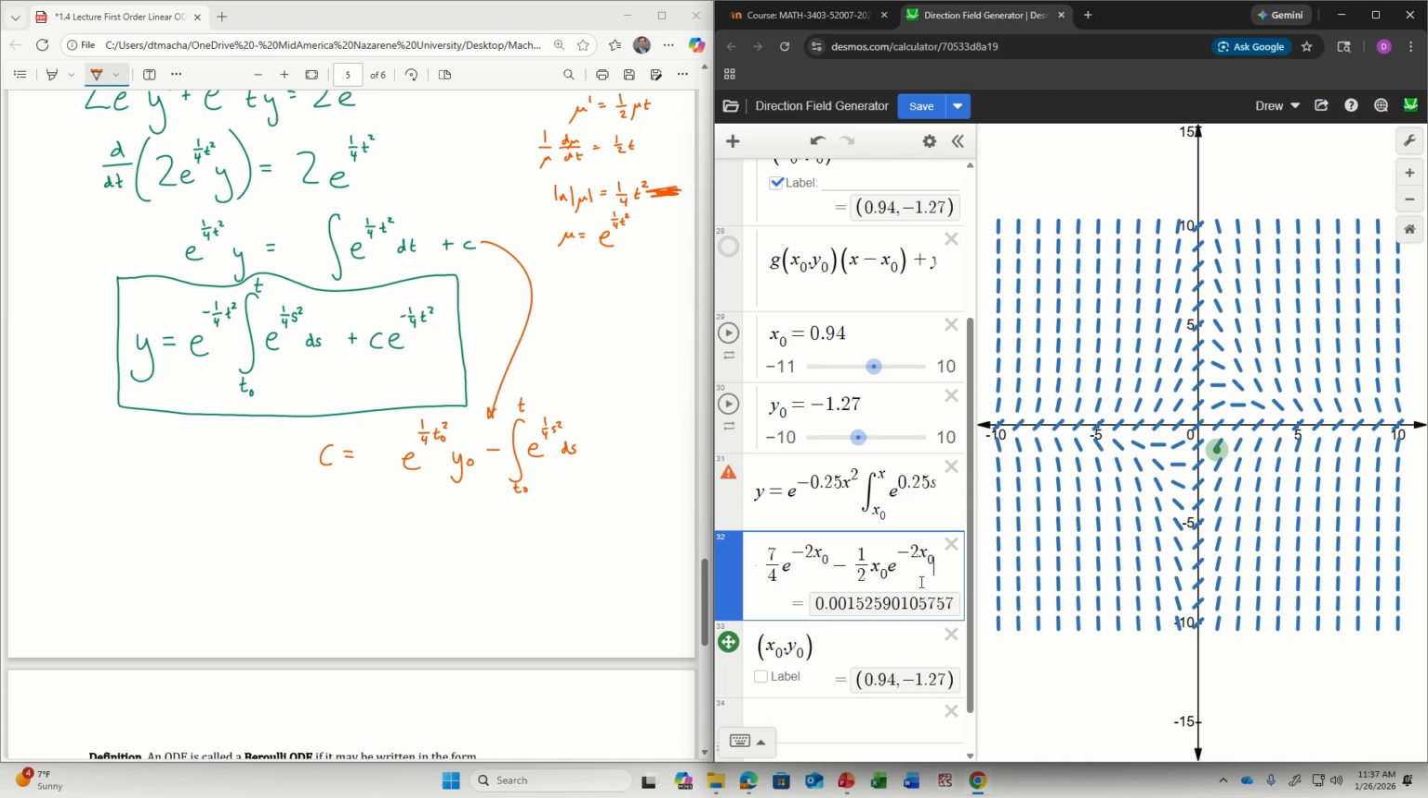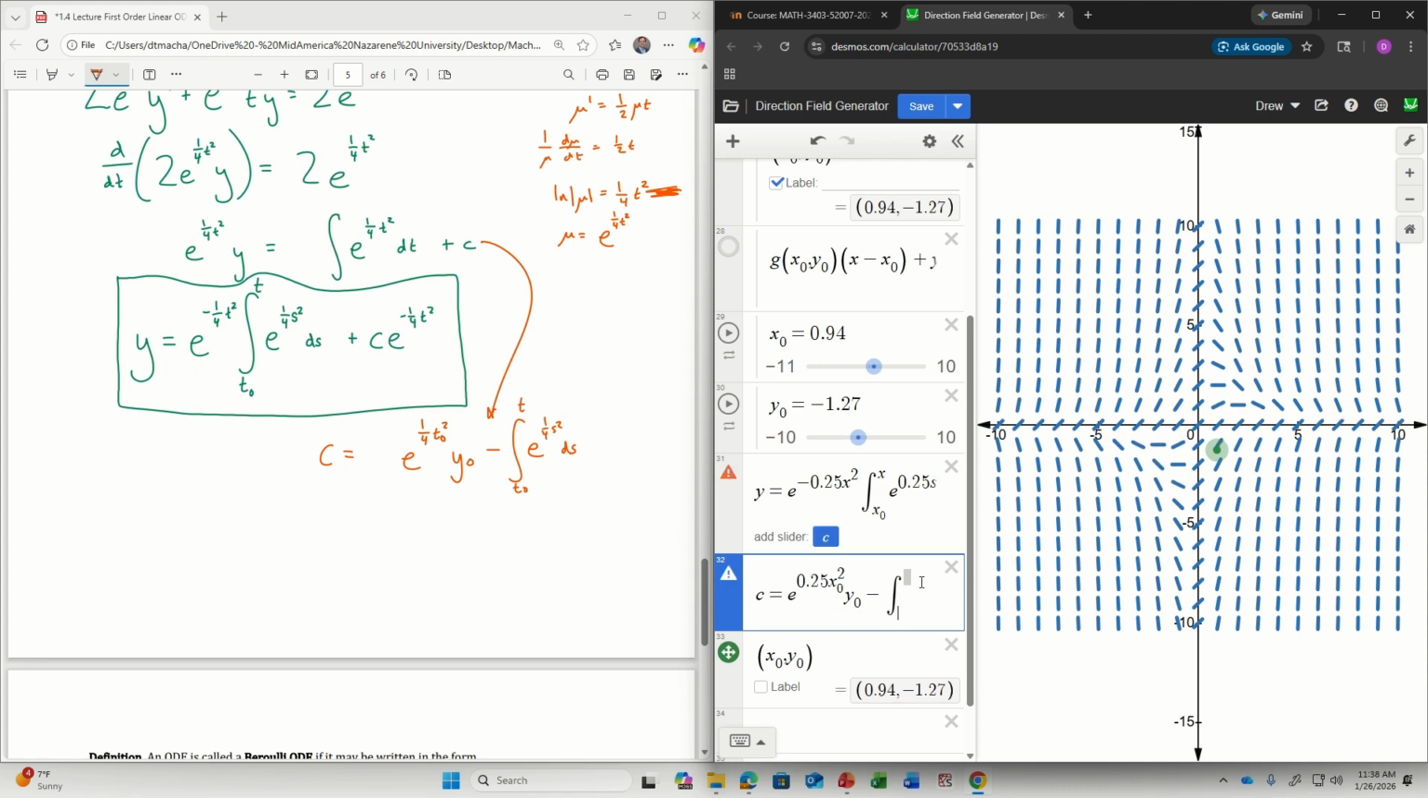And now I need to figure out what is c. C has to be e raised to the power 0.25 x0 squared times y0 minus integral from x0 up to x of e raised to the power 0.25 s squared ds.